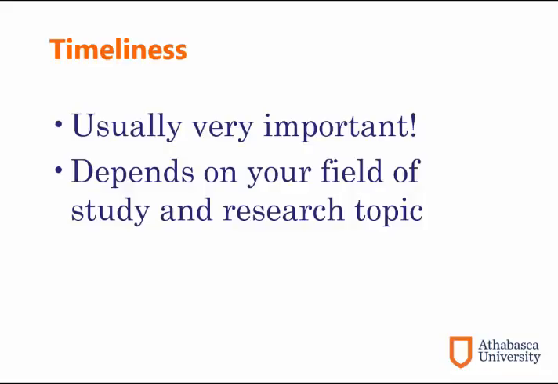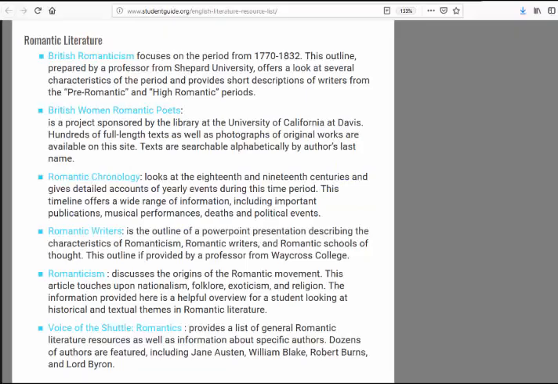The timeliness of a web page, that is, how up-to-date the page is, is usually very important when it comes to carrying out academic research. Depending on your field of study or the particular assignment you're working on, you may need to provide the most current material possible. In this case, it might not be incredibly important that the information found here is up to date. The Romantic era ended almost 200 years ago, and much author information, or primary materials such as an author's original writings, might not have changed very much.